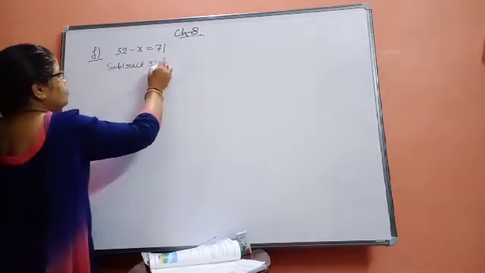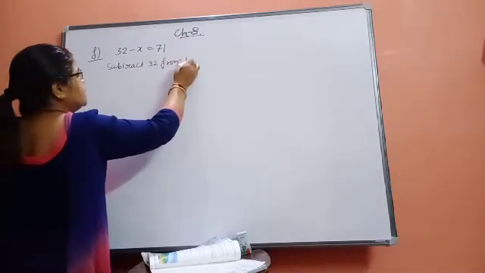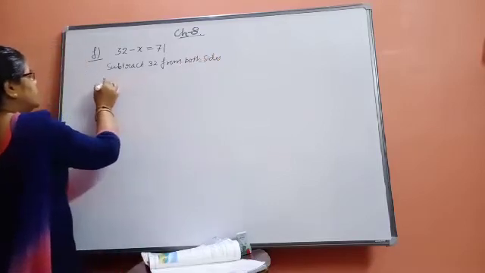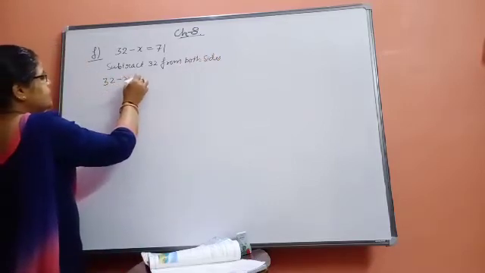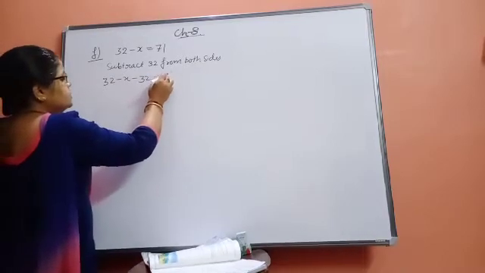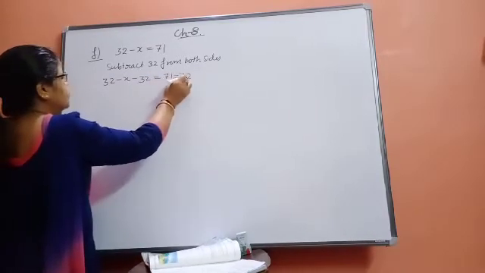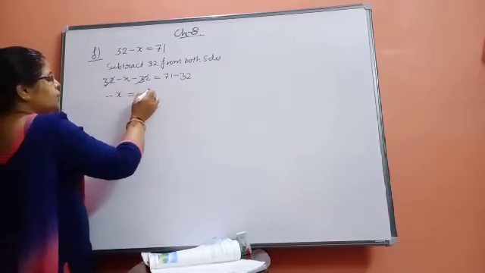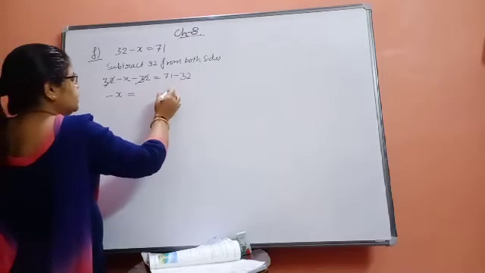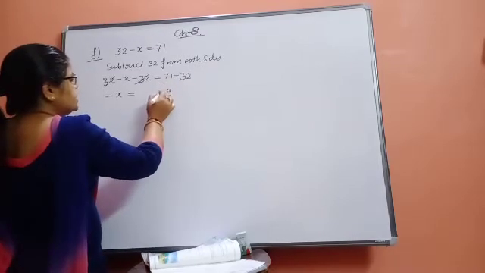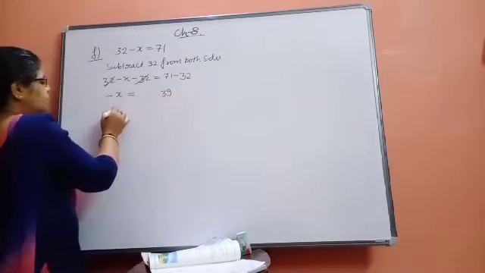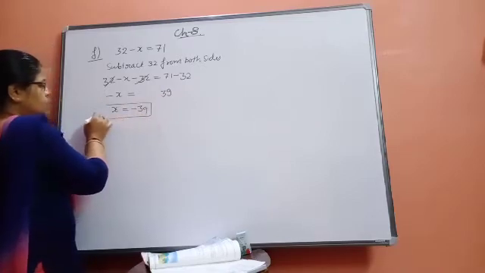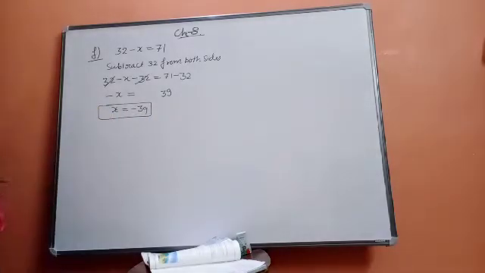32 from both sides. So it will become 32 minus x and minus 32 is equal to 71 minus 32. So 32 and 32 will get cancelled, so minus x is equal to 71 minus 32, that is 39. So x will be equal to minus 39 and this will be your answer. So in this way we are solving the equations.